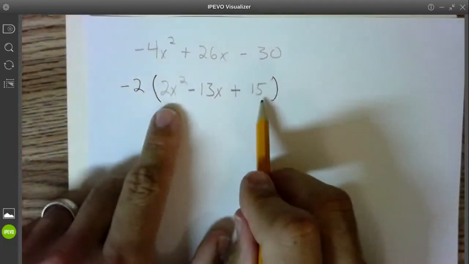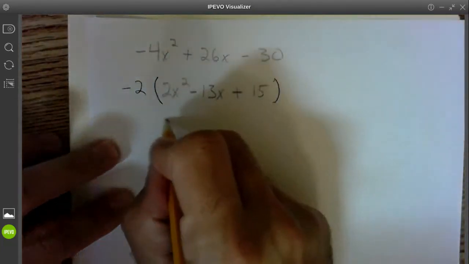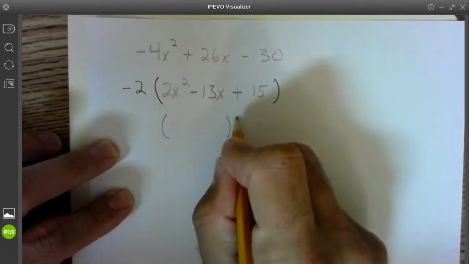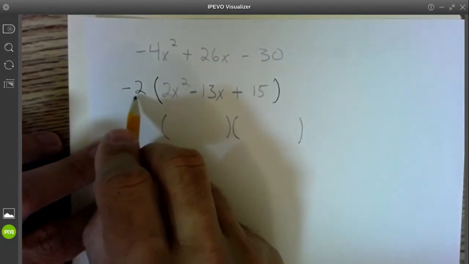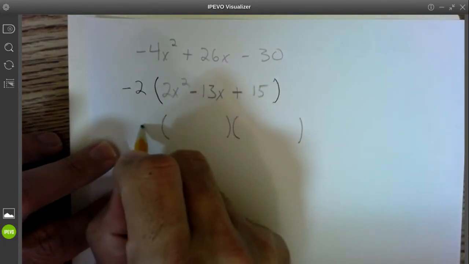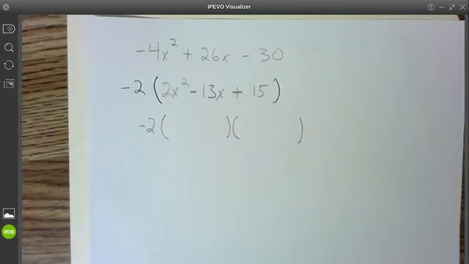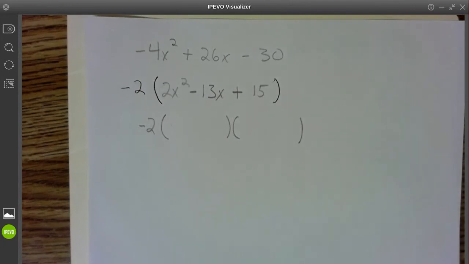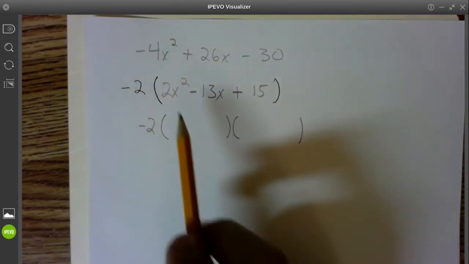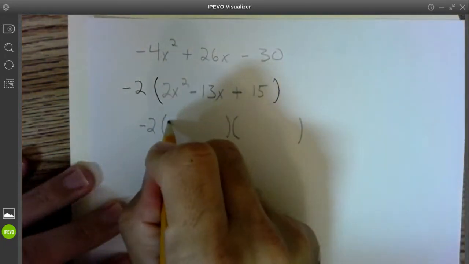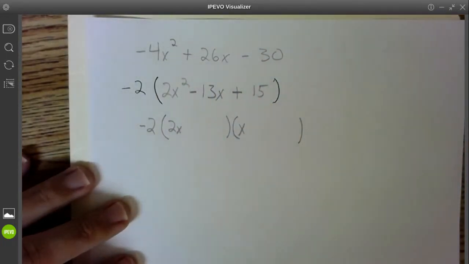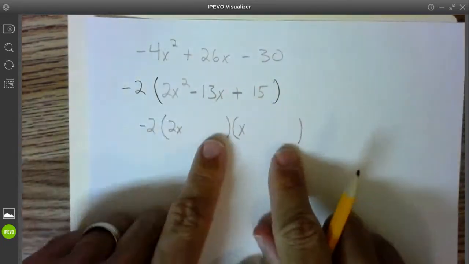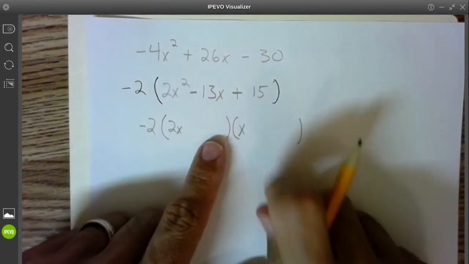Then we're going to try to break this one down into 2 binomials. And then don't forget your negative 2 here. That's just going to be along for the ride. So this one's not too bad at all. The only way that you can get a 2x squared is if this is a 2x and an x. That's the only way. And there's only 2 possible ways to get a 15.